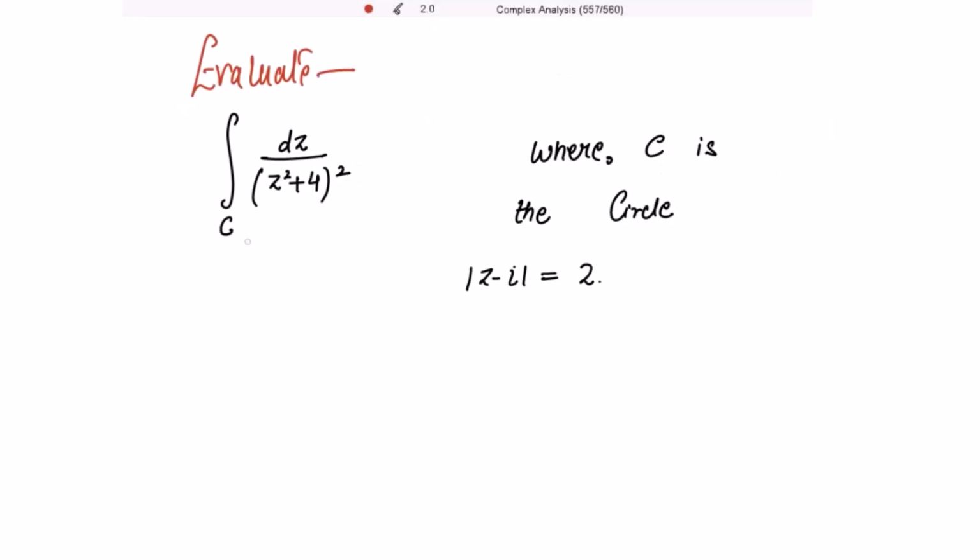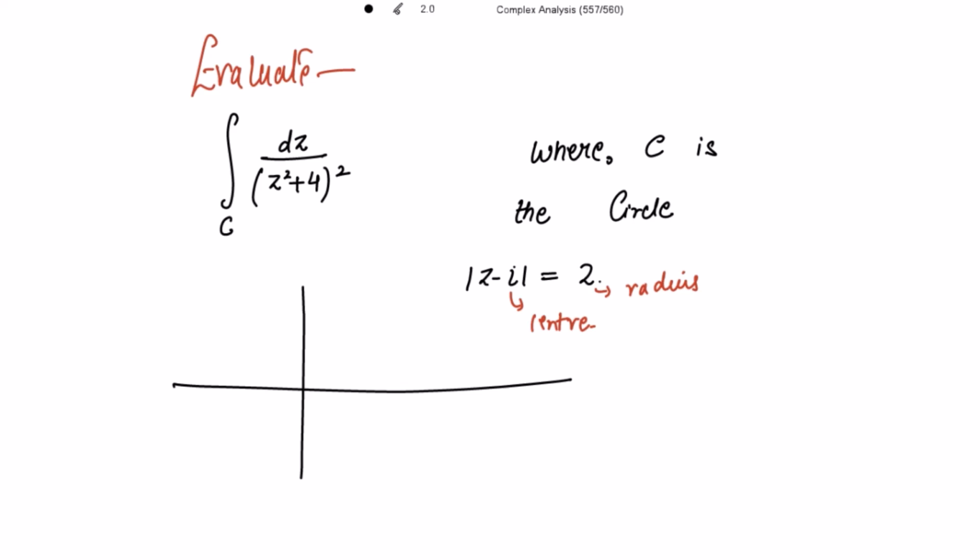We need to evaluate this integral where C is the circle, mod z minus iota equal to 2. So 2 is the radius and iota is the center. When drawing this circle, we have the center at iota. This is minus iota, this is minus 2 iota, this is iota. Centered at iota, this is 2 iota.